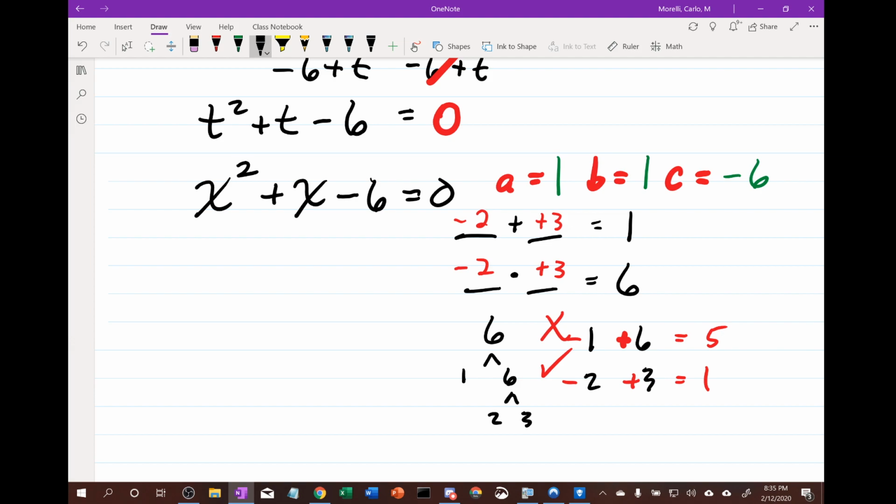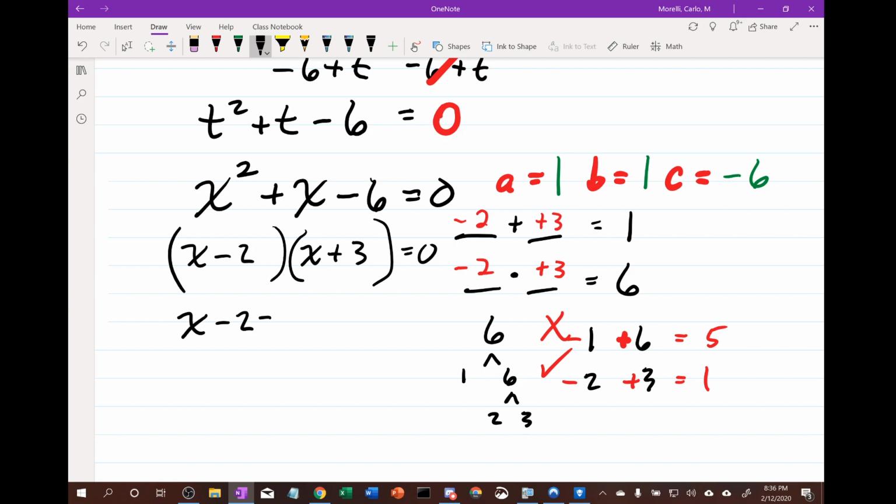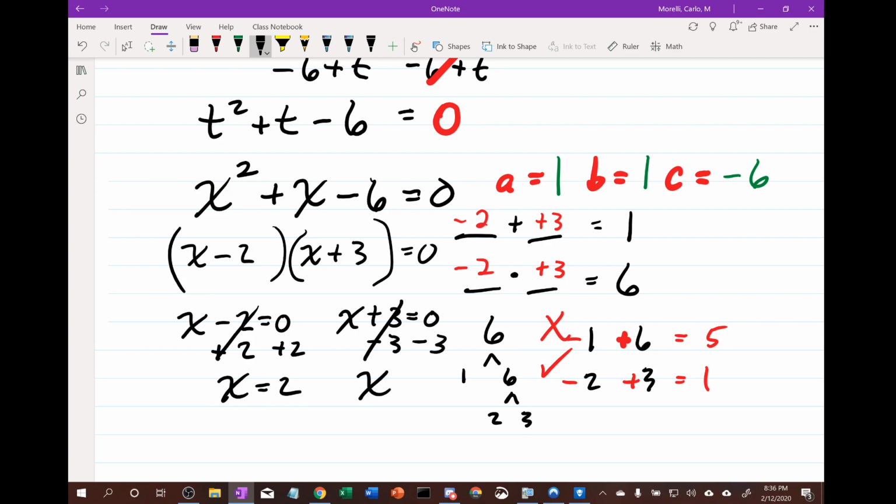So we'll write this in factored form now. We factored it. We didn't have to use Desmos on this one because it was easy. So x minus 2 times x plus 3. Just set these factors equal to 0 and solve for x. So x equals 2. Subtract 3 from both sides, so x equals negative 3. So these are my two answers, right here.